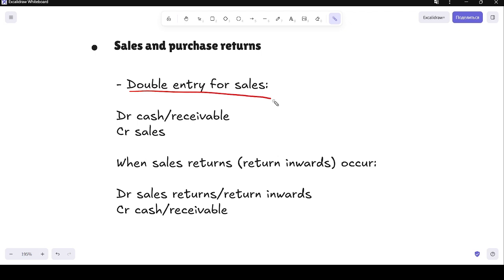Typical double entry for sales will be cash or receivable on the debit side, and on the credit side it will be sales. If the sales are returned, it is also called return inwards. It will be sales returns on the debit side and cash or receivable on the credit side, depending on the type of sales that we made. If it was on cash, it will be cash. If it was on credit, it will be receivable.